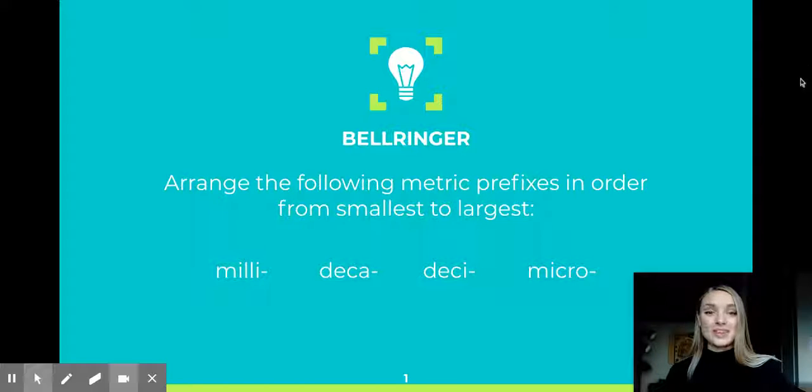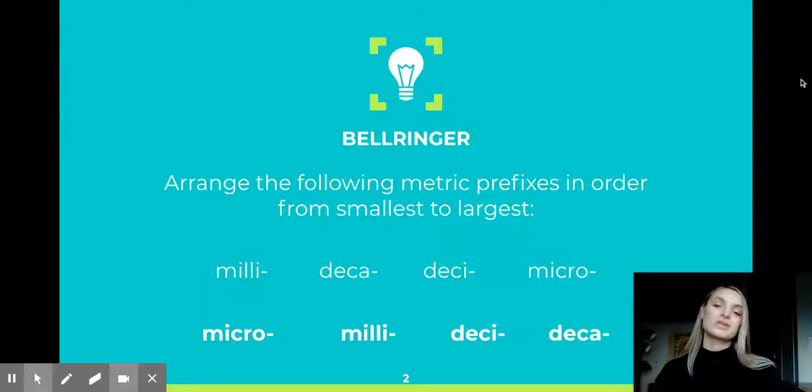Okay, I hope that this is just what your list looks like. Micro, milli, deci, deca. Micro means 1 millionth. Milli means 1,000th. Deci means 1/10th. And deca means 10. Don't forget to be reviewing your flashcards.